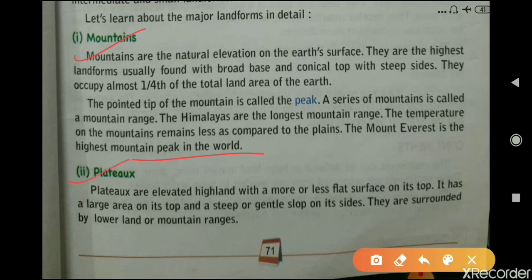Now, plateaus. Plateaus are elevated highland with a more or less flat surface on its top. It has a large area on its top and a steep or gentle slope on its side. Means जैसे mountains में जो हमारी peak होती है वो एक pointed होती है, लेकिन जो plateaus होते हैं उसकी जो टॉप पार्ट है वो थोड़ा सा फ्लैट हो सकता है. ओके, मोर और लेस फ्लैट सरफेस ऑन इट्स टॉप.